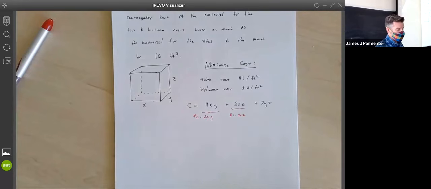But the other issue here, and it is an issue, is that this is a function of how many variables?